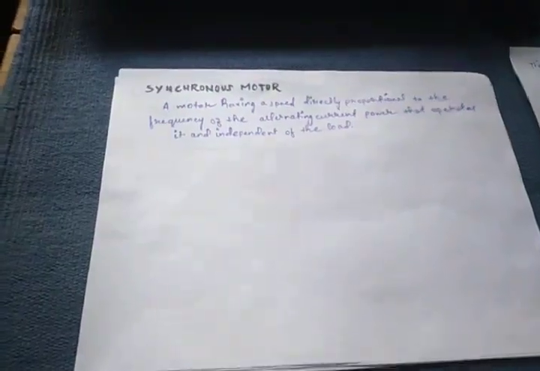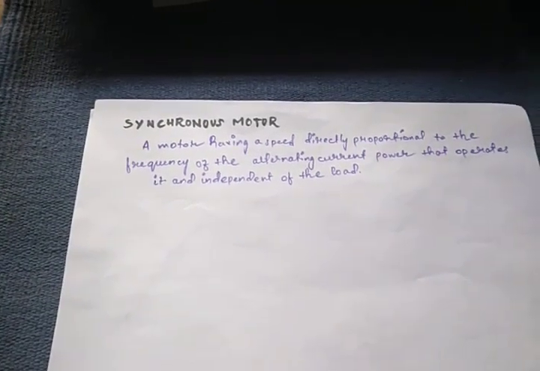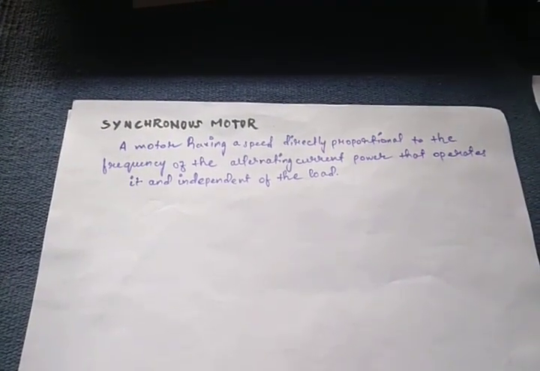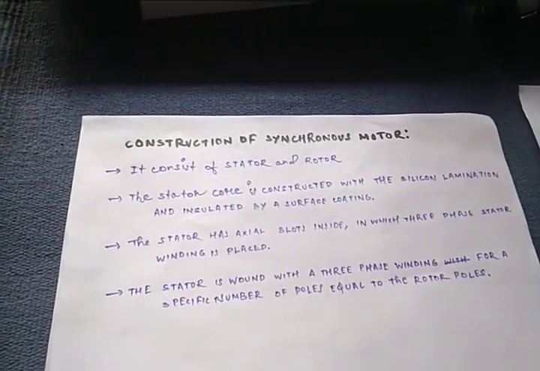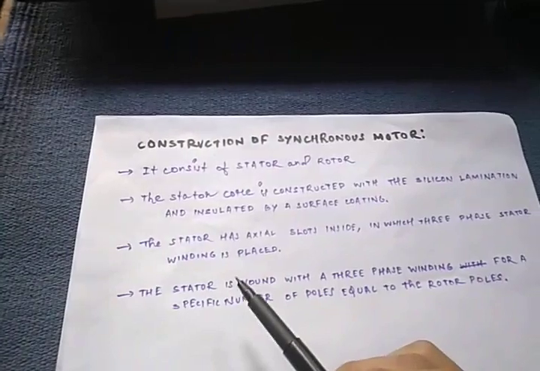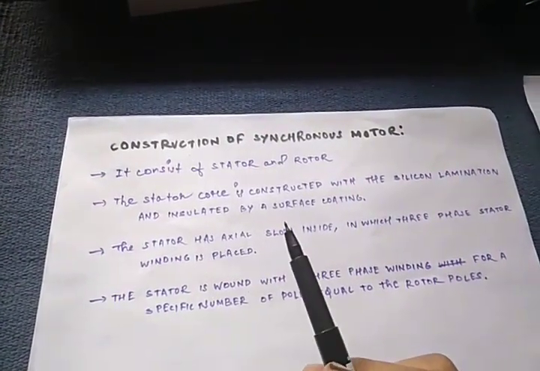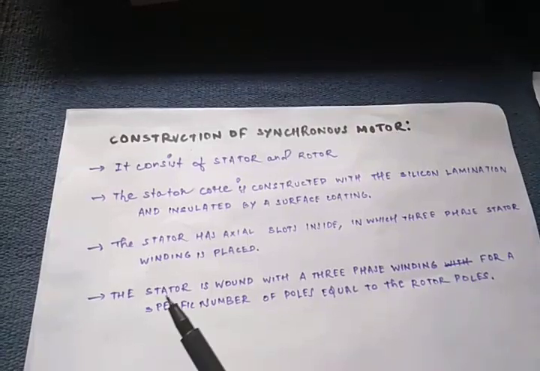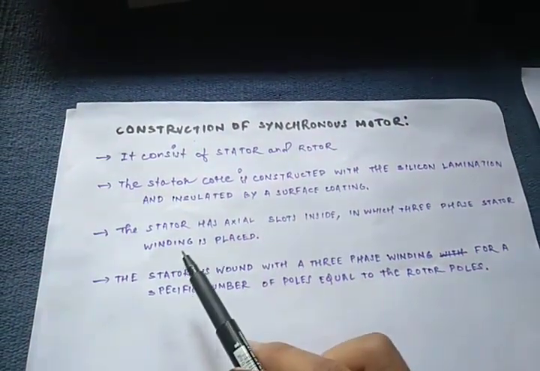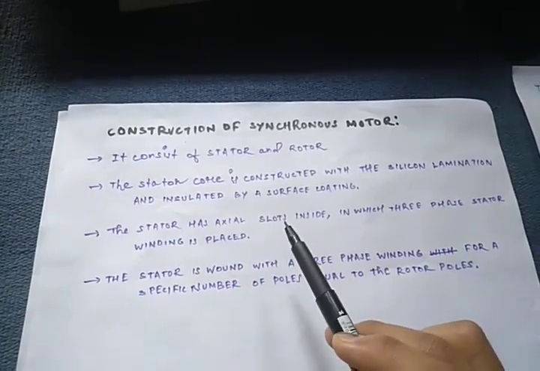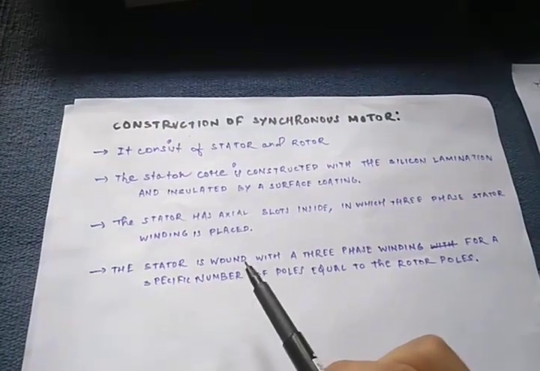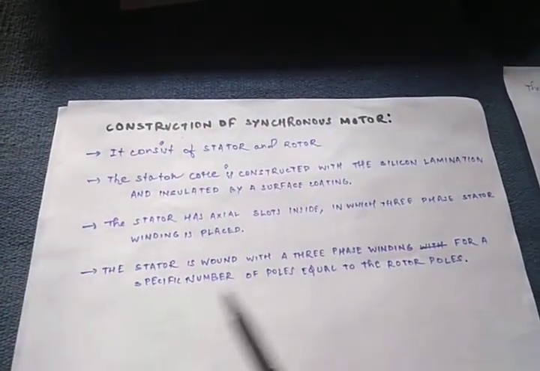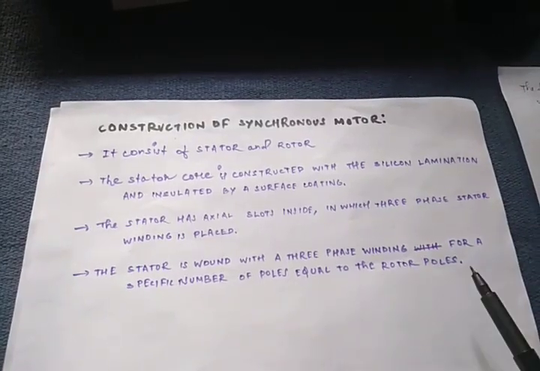So the next one is the synchronous motor. A synchronous motor has a speed directly proportional to the frequency of the alternating current power that operates it and independent of the load. So this is the construction of a synchronous motor. It consists of a stator and rotor. The stator core is constructed with silicon lamination and insulated by a surface coating. The stator has axial slots inside, in which the three-phase stator winding is placed. The stator is wound with a three-phase winding for a specific number of poles equal to the rotor poles.